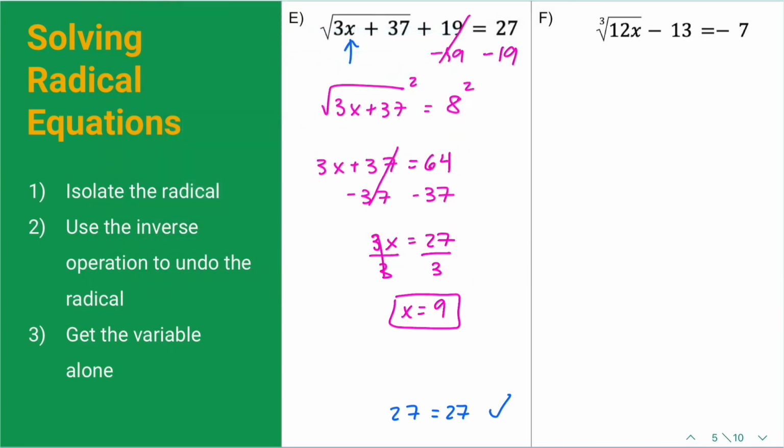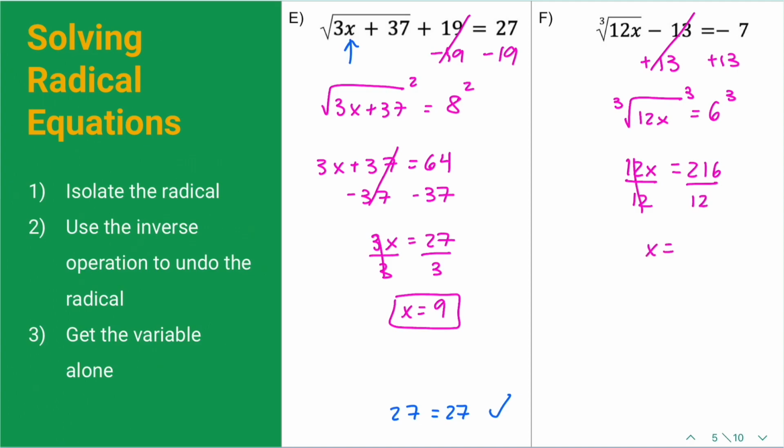So same process on the next one. The only thing under the radical is the 12x, so I need to start by moving the 13 to the other side with addition. So the third root of 12x equals 6. Then I'm going to go through and cube both sides because that will undo the cube root. So 12x equals 6 to the third, 216. And then I can divide both sides by 12 to get x alone. So x equals 18.